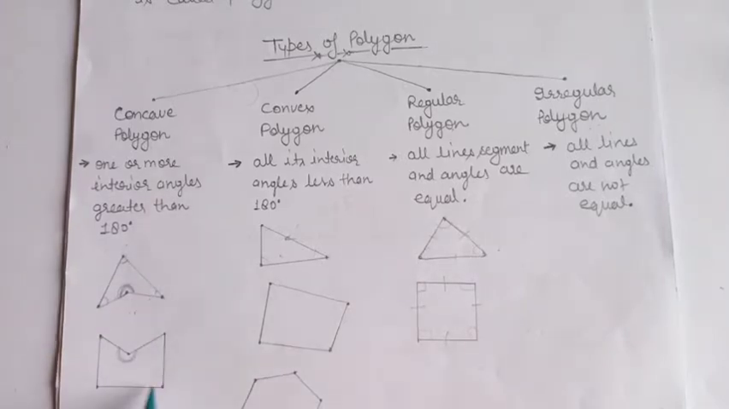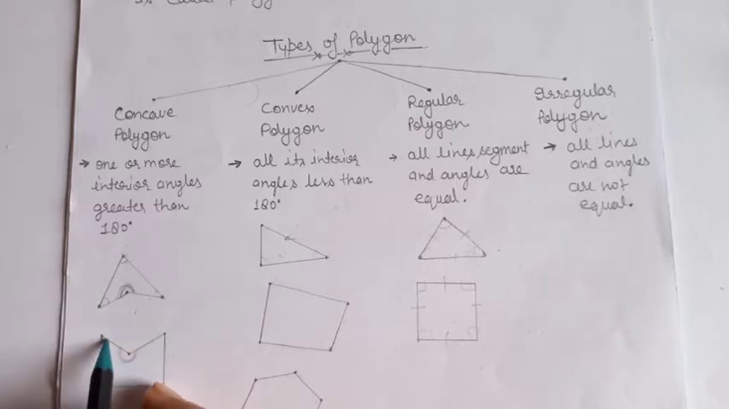Here is another example. How many sides does it have? 1, 2, 3, 4, 5. If there are 4 sides, there are 4 angles; if there are 5 sides, there are 5 angles. Now check how many angles it has: 1, 2, 3, 4 and 5. Now, which angle is more than 180? Yes, check.